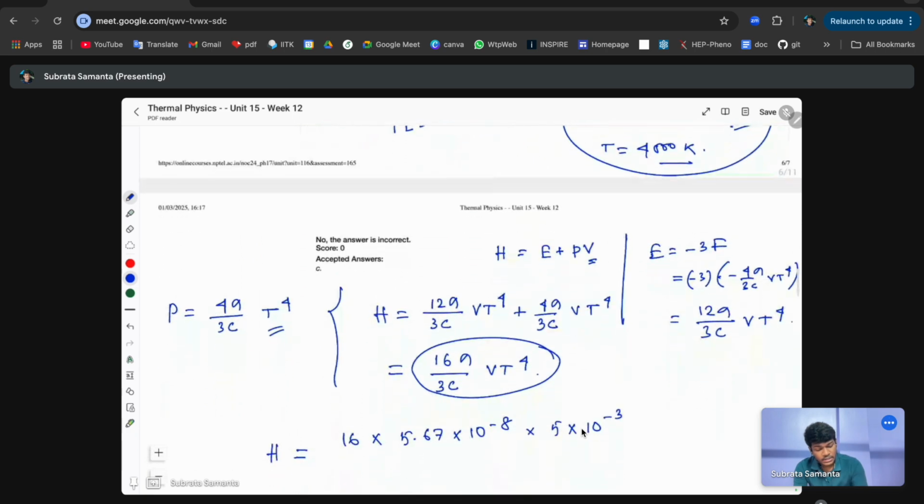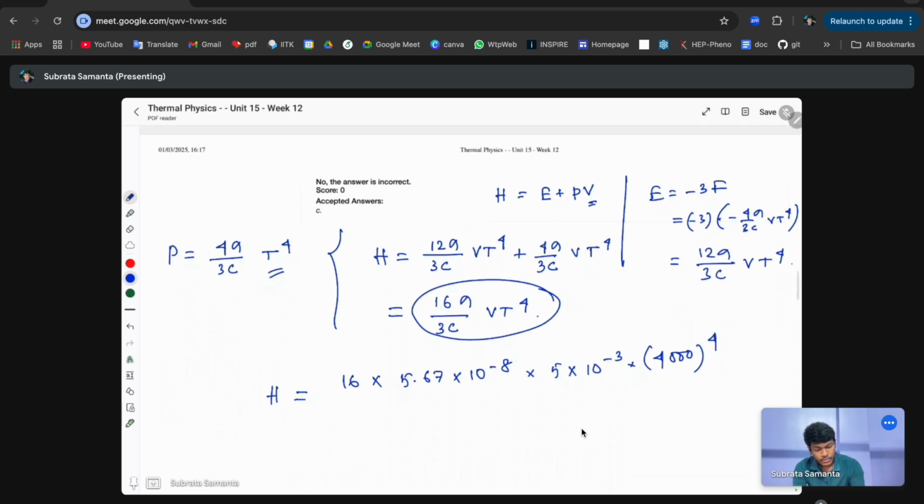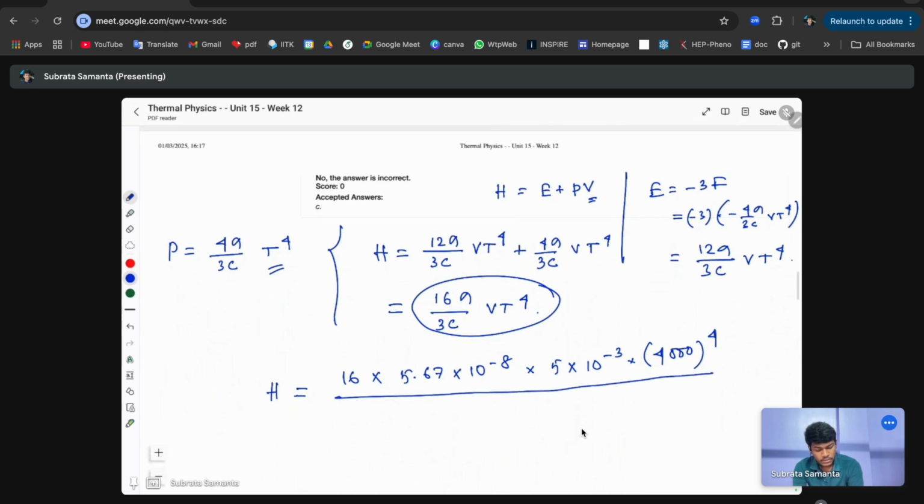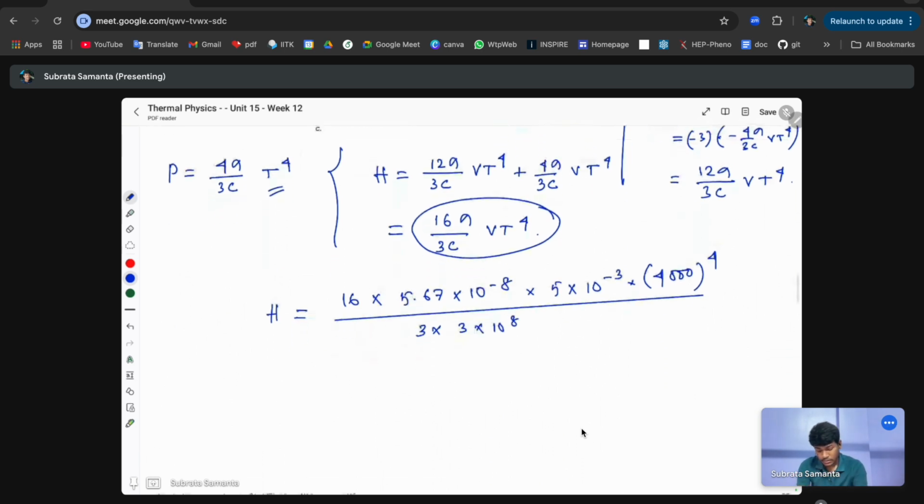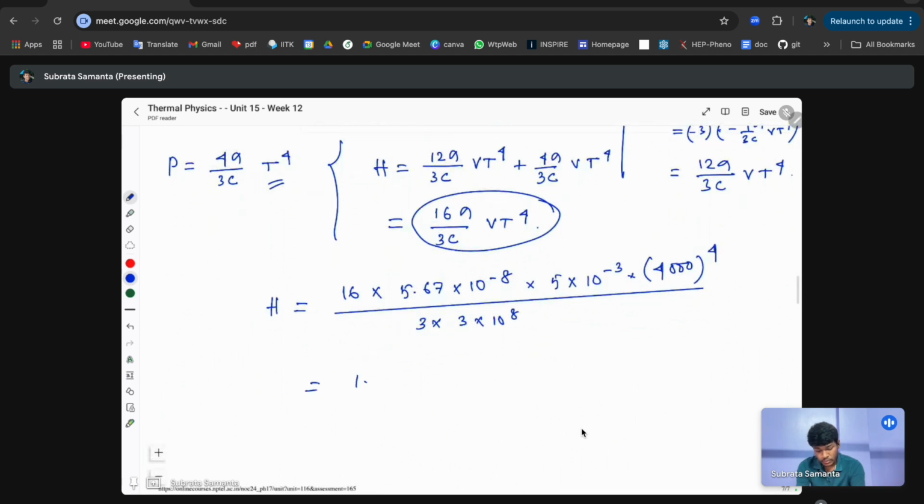And then the temperature T, so it's 4000 to the power 4, over 3C. So 3 times C is 3 times 10 to the power 8, again in the SI units. So this becomes 1.29 times 10 to the power minus 3 joule. Okay, so 1.29 times 10 to the power minus 3 joule.